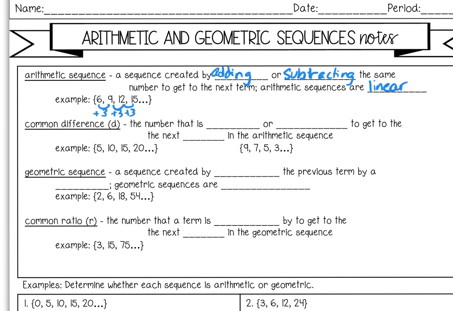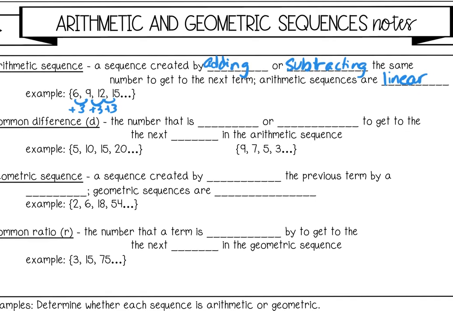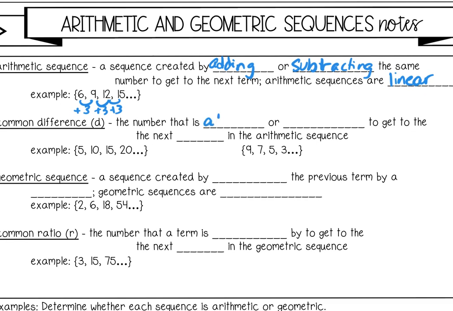Okay, the common difference is the number that's added or subtracted to get the next term. So in this case, we're adding 5 each time. So the common difference is going to be 5, positive 5. Here, we're subtracting 2. So our common difference is going to be negative 2.